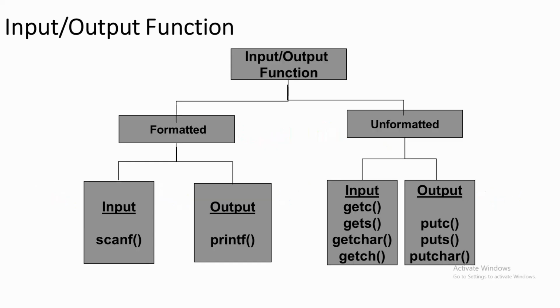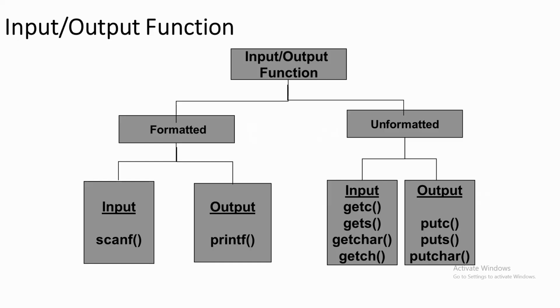In C programming, input and output functions are divided into two categories. The first category is formatted input and output functions. The second category is unformatted input and output functions. Let's understand this with a real life example. Suppose you are filling an online application form. The form asks you to enter name, age, CGPA. Each field has a specific format. This is similar to formatted input because the computer already knows what type of data it is expecting.